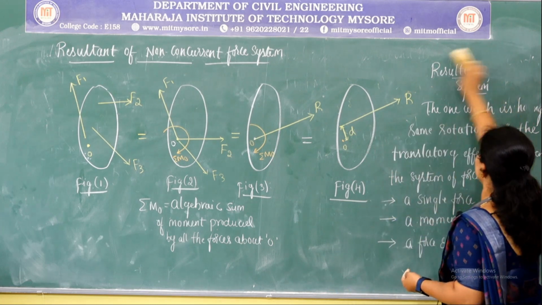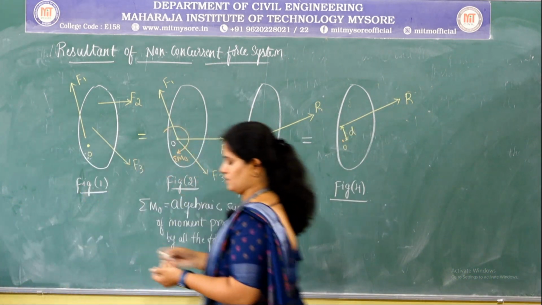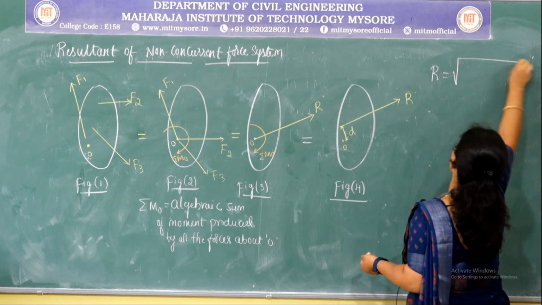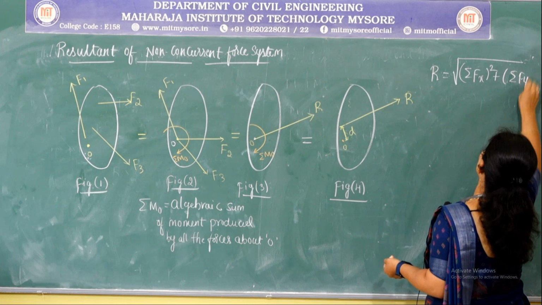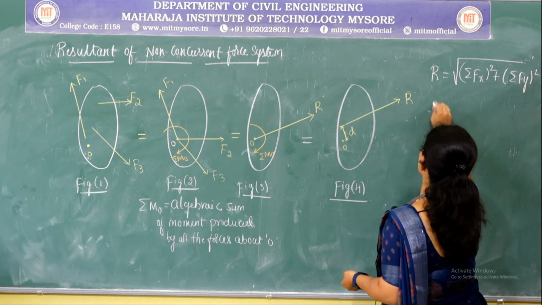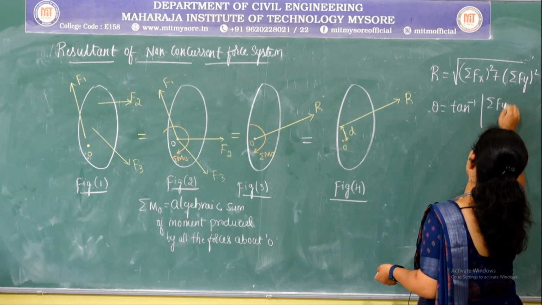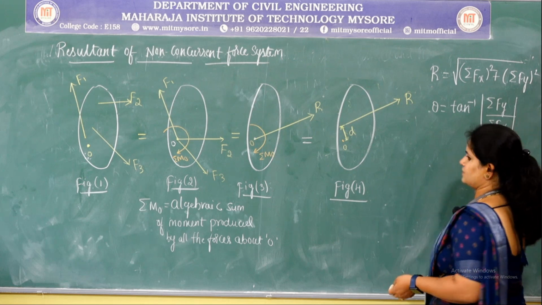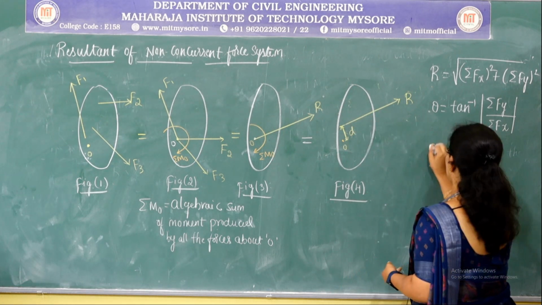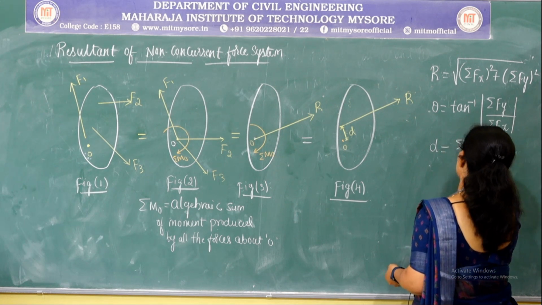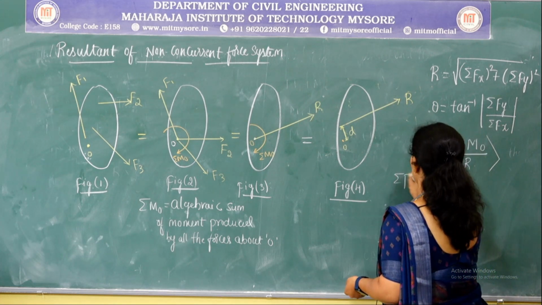So mathematically the resultant can be written as square root of summation of fx whole square plus summation of fy whole square, and the direction of the resultant can be written as theta is equal to tan inverse of mod of summation of fy divided by summation of fx. To find out this d, we have a formula that d is equal to the algebraic sum of moments about point O divided by the resultant.